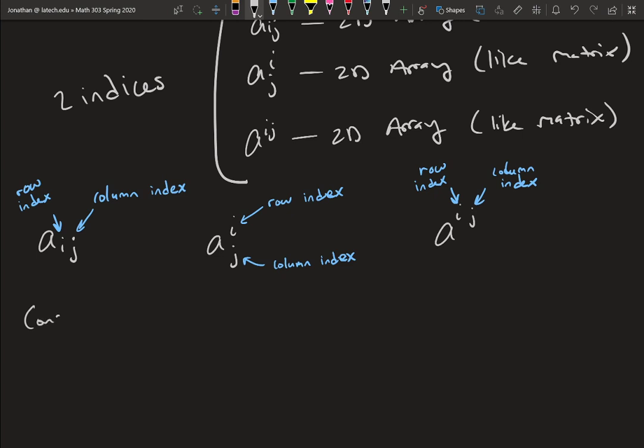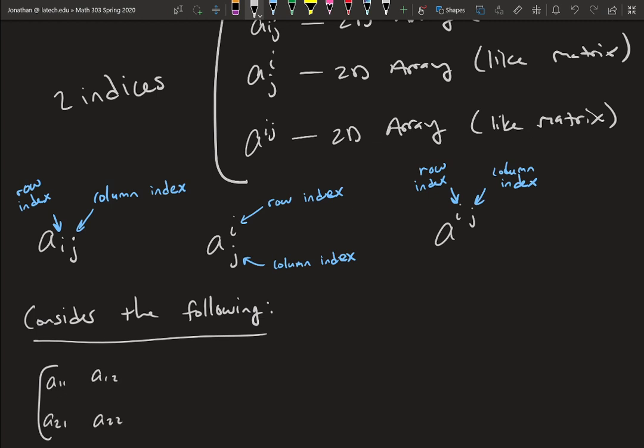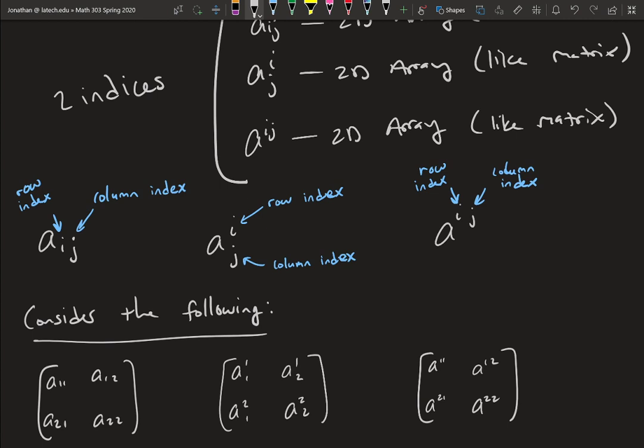So consider the following matrices. You could have something like A_11, A_12, A_21, A_22, and that's a 2 by 2 matrix. You could also have A^1_1, A^1_2, A^2_1, A^2_2. That would be another 2 by 2 matrix. You're just using the indices in a different location for some reason. We don't know what that reason is, but once we get there, it'll make a little bit more sense. And lastly, we could have something like A^11, A^12, A^21, A^22. All three of these would be a matrix, but we just use a different index notation depending on certain properties of that matrix or certain properties of the functions in that matrix.